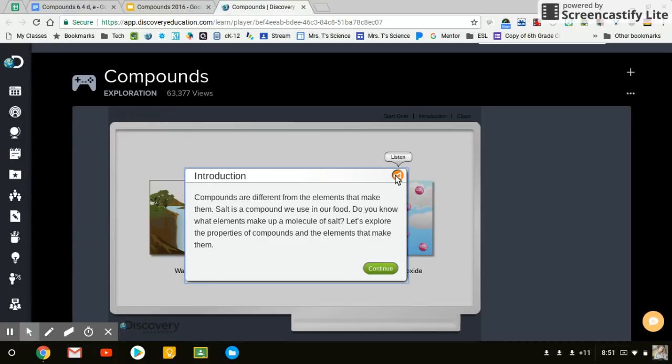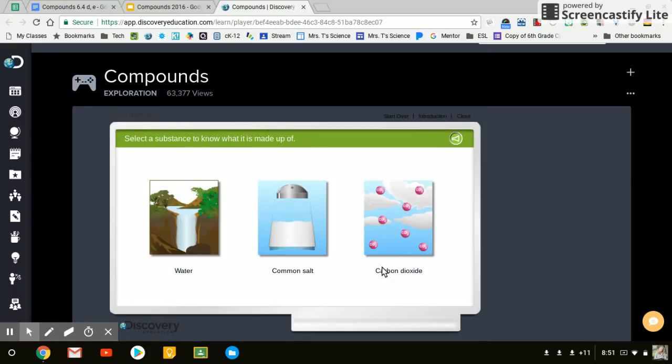Compounds are different from the elements that make them. Salt is a compound we use in our food. Do you know what elements make up a molecule of salt? Let's explore the properties of compounds and the elements that make them. We're going to click Continue.